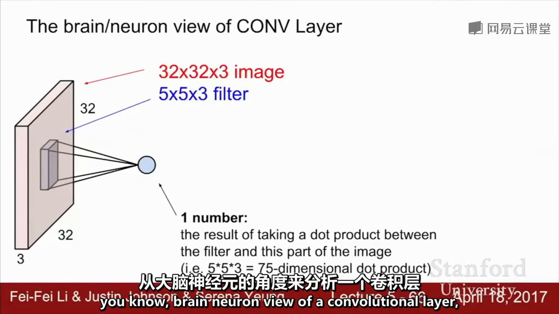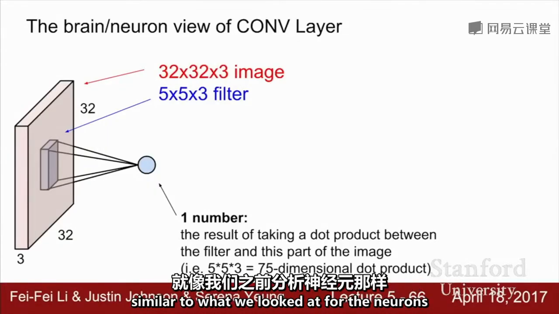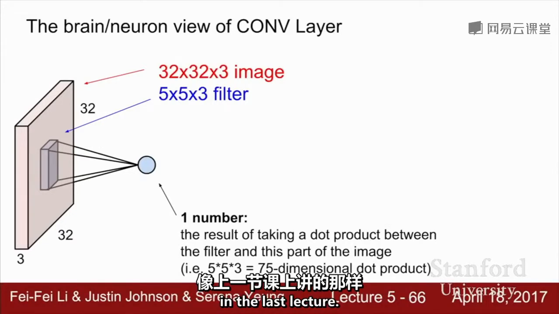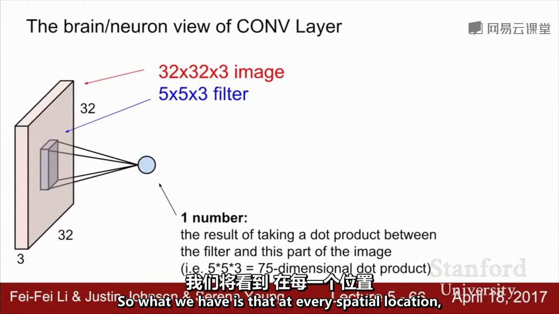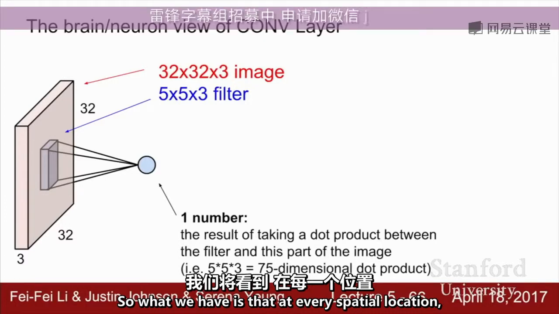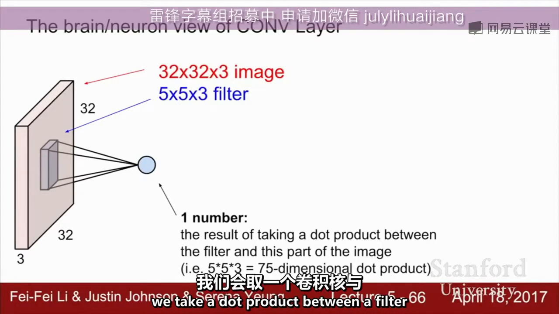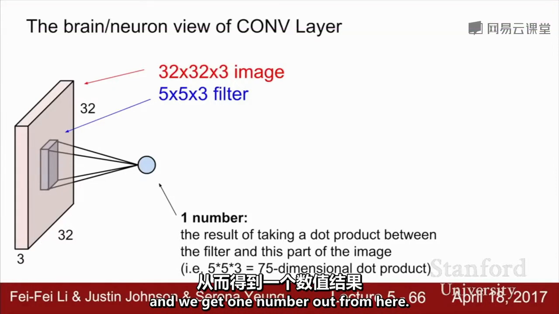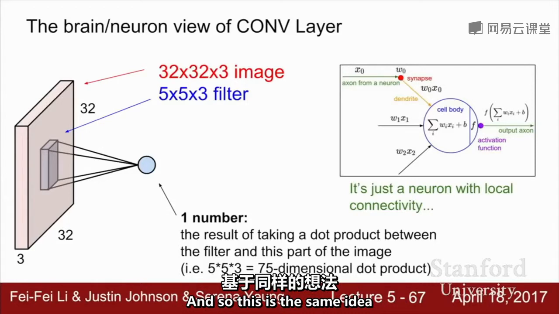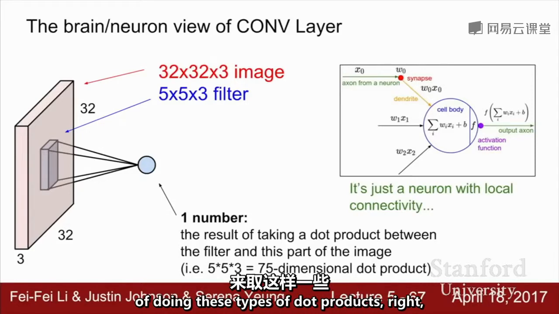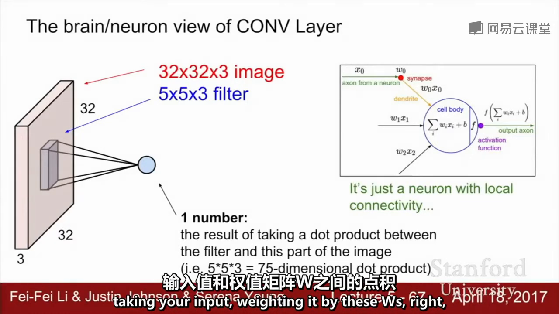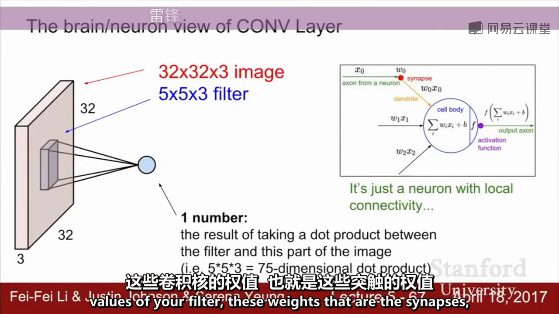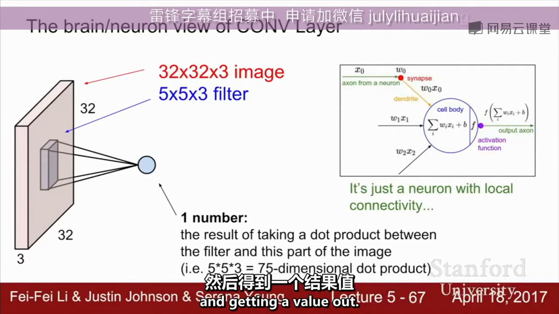This is the brain neuron view of a convolutional layer, similar to what we looked at for the neurons in the last lecture. At every spatial location, we take a dot product between a filter and a specific part of the image, and we get one number out. It's the same idea of taking your input, weighting it by these W's, the values of your filter, these weights that are the synapses, and getting a value out.